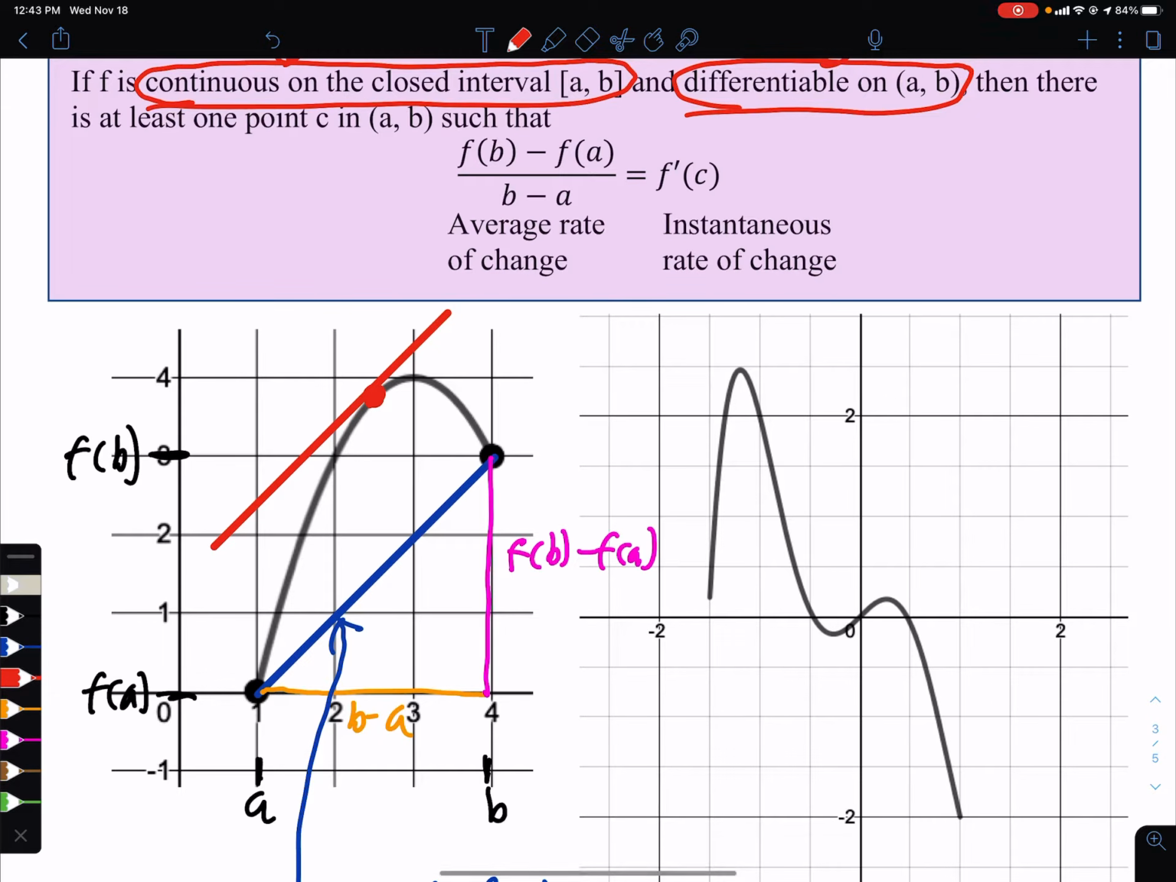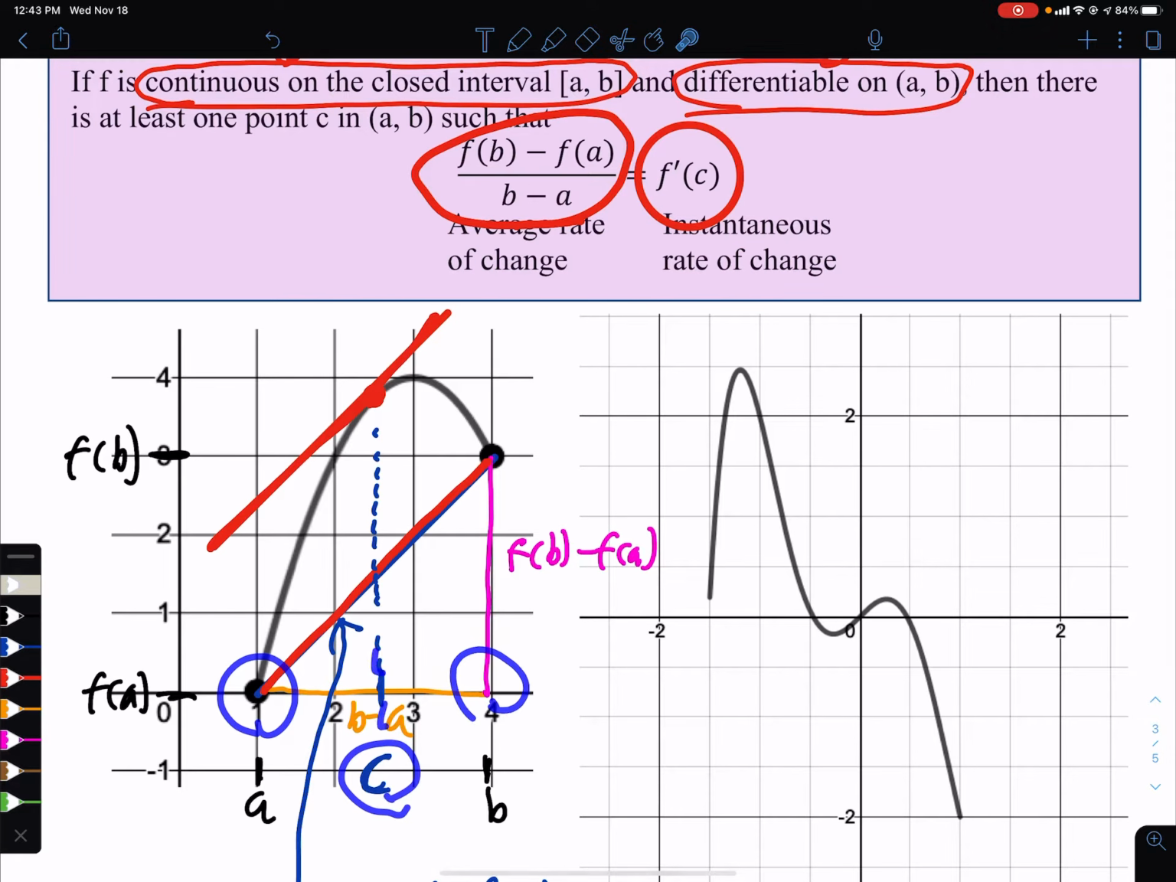It's at that point where the slope of the secant line equals the slope of the tangent line, or in other words, where the average rate of change equals the derivative. So I claim I have found my C. There's my C. I claim that's C. So there's a value of x between A and B, where at that point, the derivative equals the slope of the secant line. Now, this has applications that I don't think you even realize right now, but there's serious applications of that.